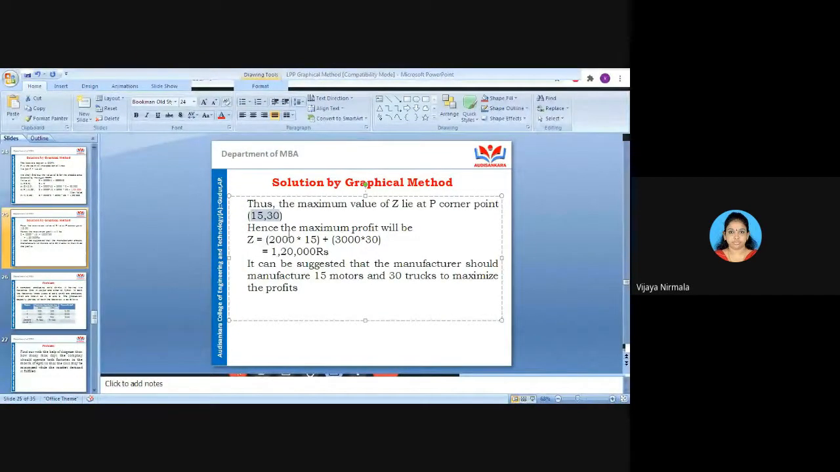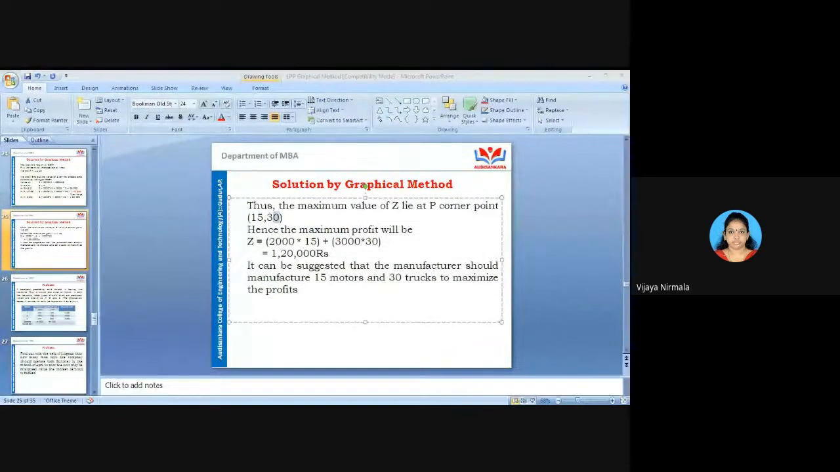Hence the maximum profit that the manufacturer gets is equal to 2000 into 15 plus 3000 into 30, that is 1,20,000 rupees. It can be suggested that to get maximum profits, the manufacturer should manufacture 15 motors and 30 trucks.